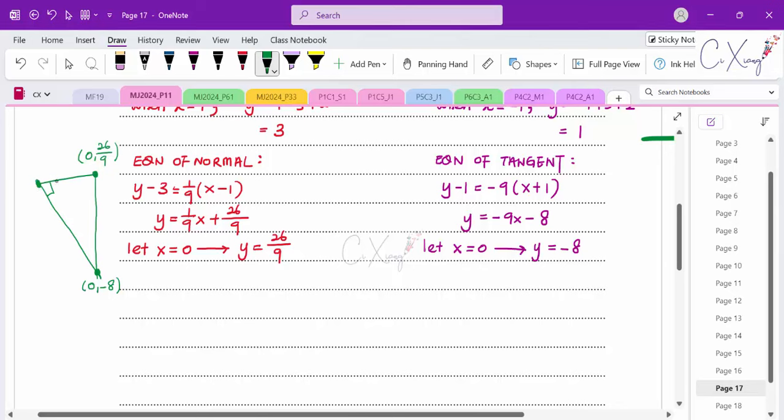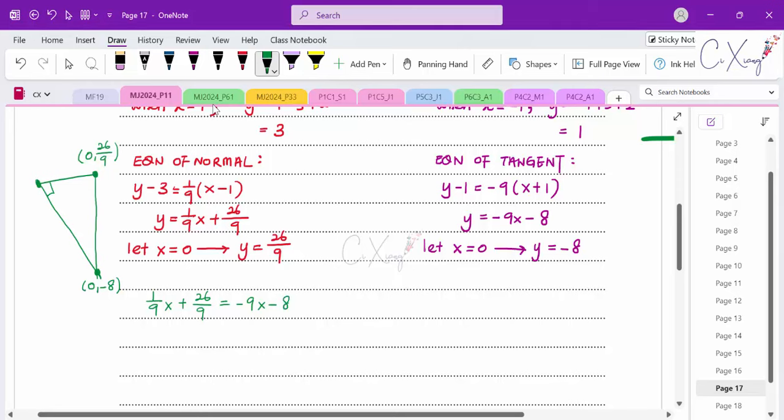So I want to find this intersection point. How to find this intersection point? You have to solve the equation of normal and the equation of tangent simultaneously, because these two lines intersect to get this intersection point. So now let me find the intersection point first. I let the equation of normal equate to the equation of tangent.